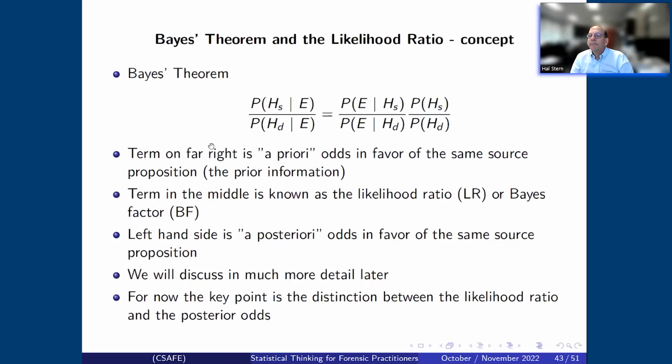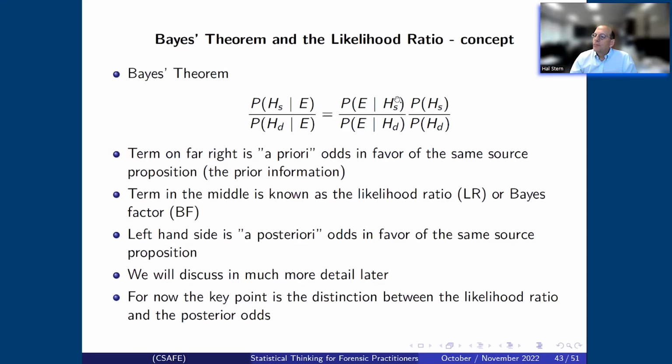So Bayes' theorem, which I've reproduced here, is often described by mathematicians and statisticians in the following way. There are three ratios here. Remember, if you have one probability divided by another, we call those the odds. And so you actually have three such ratios here. The term on the far right is called the a priori, or before looking at the evidence. Notice that the evidence plays no part here. It's the a priori odds in favor of the same source proposition.